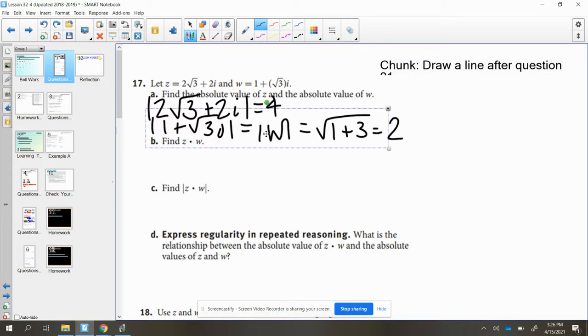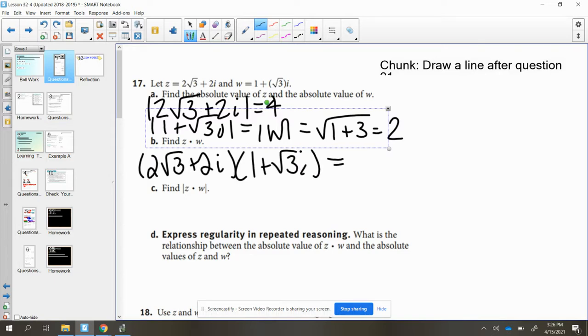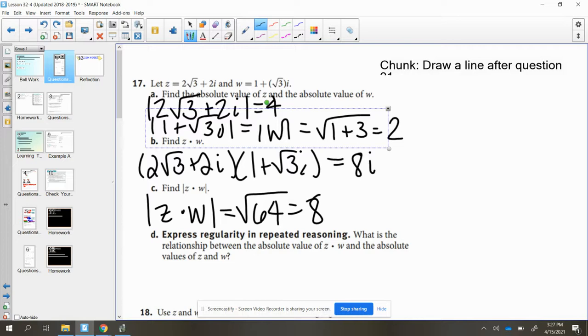Okay. Now, what we notice is if we multiply these 2 vectors together, right? So 2 square root 3 plus 2i, and then 1 plus square root 3i. If we expand this out, double distribute, combine your like terms, all that fun stuff, we end up getting 8i. And what we notice on this one is if we find the absolute value here, it's just the square root of 8 squared, so we just get 8.